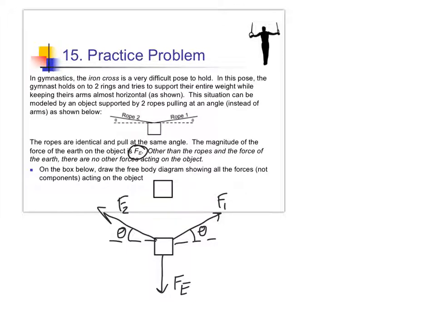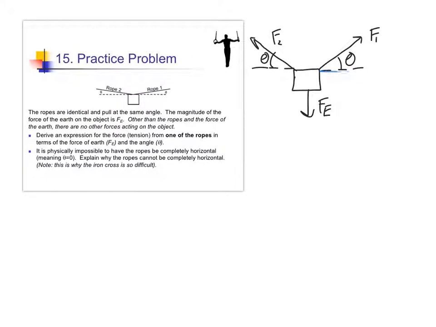For the second part of this problem, we want to derive an expression for the force from one of the ropes in terms of Fe and the angle. Okay, so two things I'm going to do here. First of all, I'm going to break these angled forces into x and y components. The other thing I'm going to do is recognize that these two ropes are identical and they pull at the same angle. Because they pull at the same angle, the x components have to be equal to balance the object, and therefore the y components are also equal, and thus these two forces are actually the same. So rather than calling them F2 and F1, I'm just going to call each one of them F, because this justifies why the forces are the same.